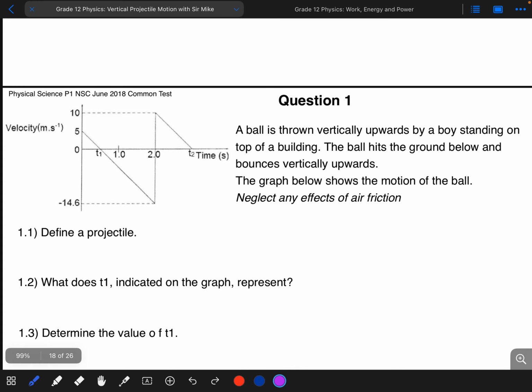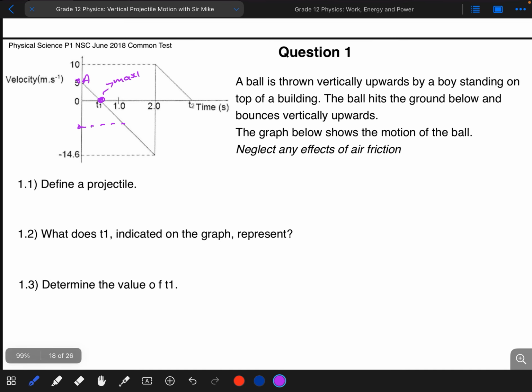This statement, neglect any effects of air friction, simply tells us that we are in free fall. If we look at our graph, this would be the starting point of the object, and when your graph cuts the x-axis, this would be the maximum point, and it will then return to the same point of throw. What I'm going to do is draw the motion of that object. We have a building somewhere there, and they say that the boy projected that ball upwards.